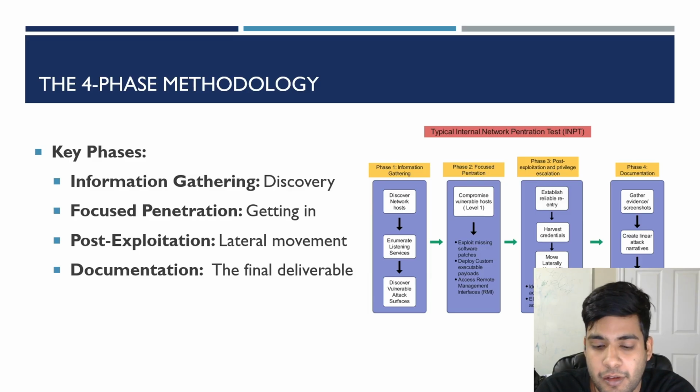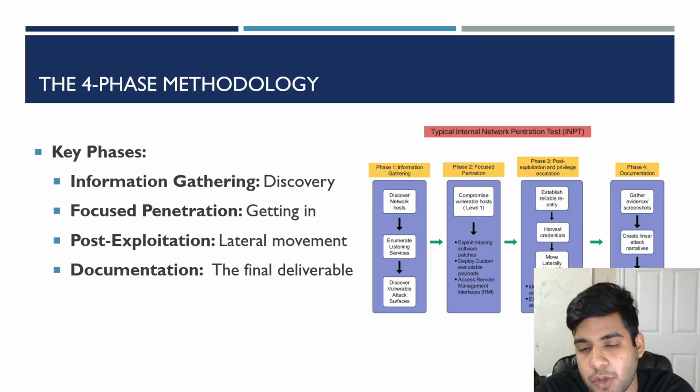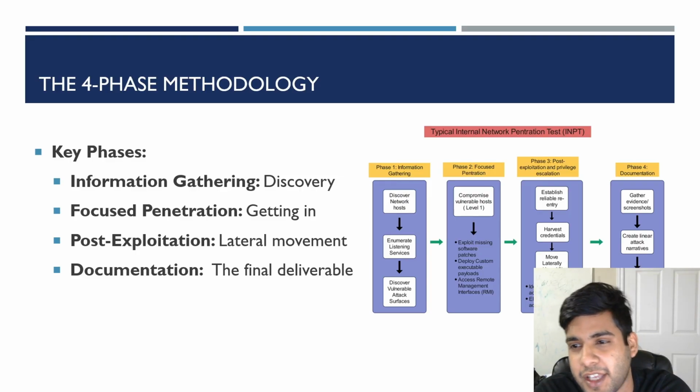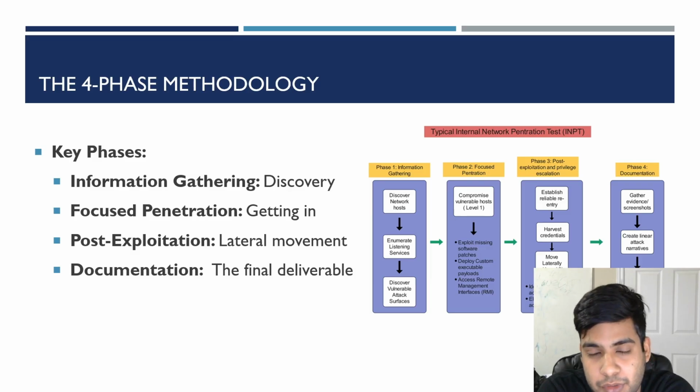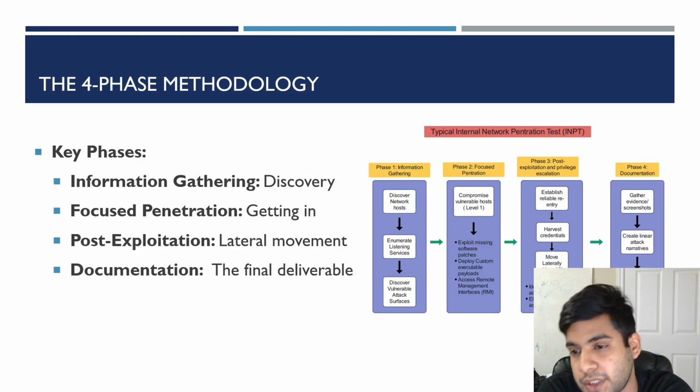And then let's say they have a normal machine and they move from that machine to another machine to try to get admin access at the end. And phase four is the important phase where you gather evidence at each phase, with screenshots and everything, and then create a proper document that is readable even by a non-technical person.